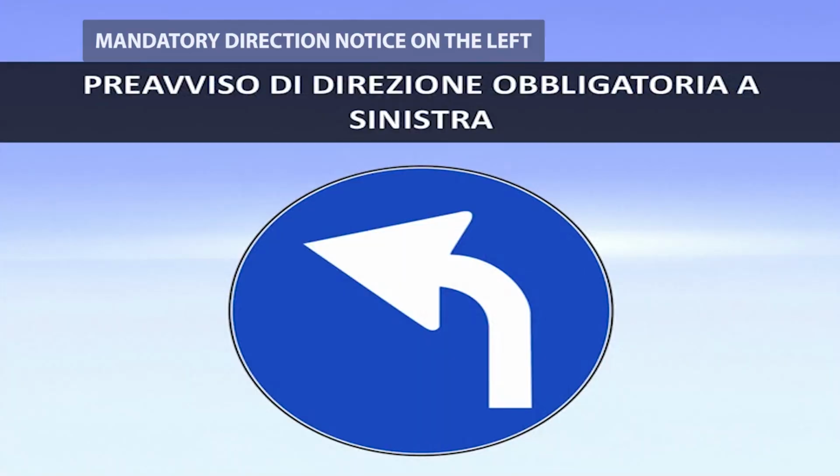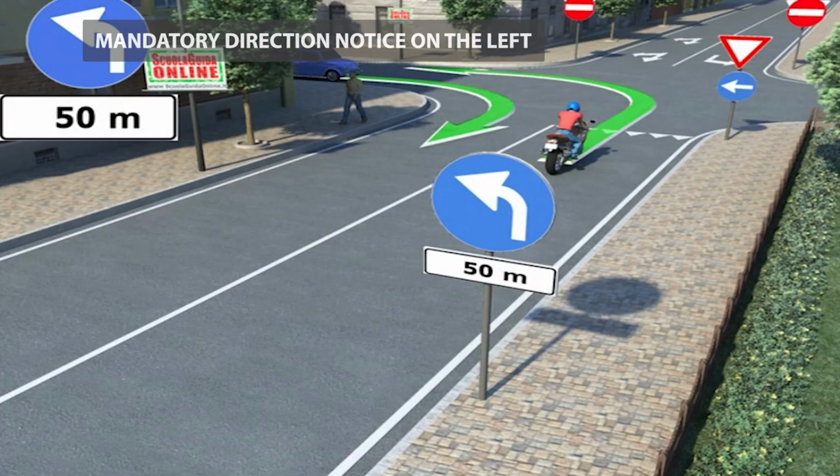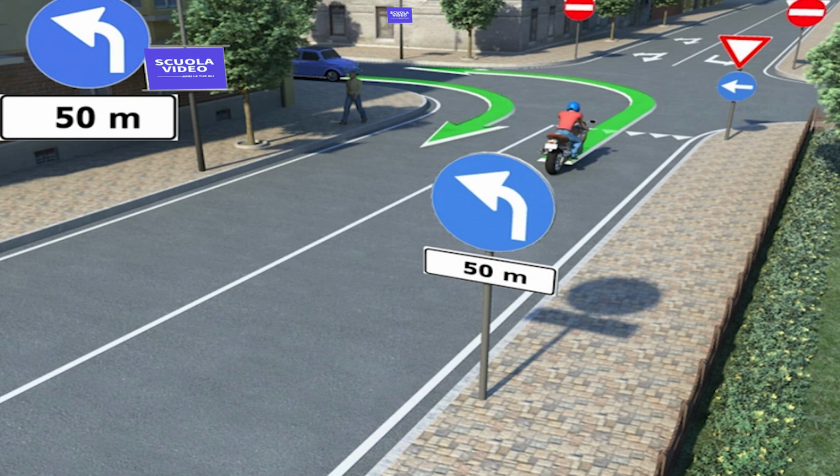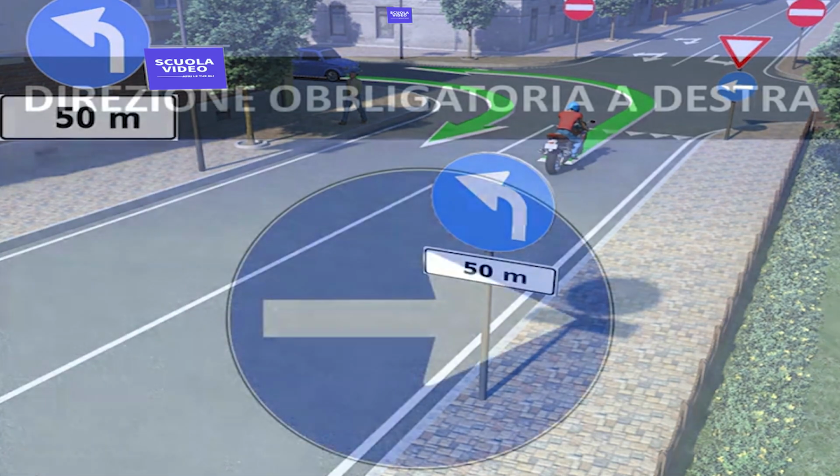Preavviso di direzione obbligatoria a sinistra. Mandatory direction notice on the left. This sign forces you to turn left. It is placed before an intersection and precedes a mandatory direction sign on the left. At the next intersection it will be forbidden to continue straight. Can be integrated with a panel indicating the distance from the point where the obligation applies.